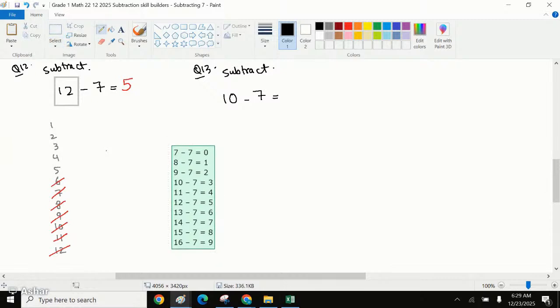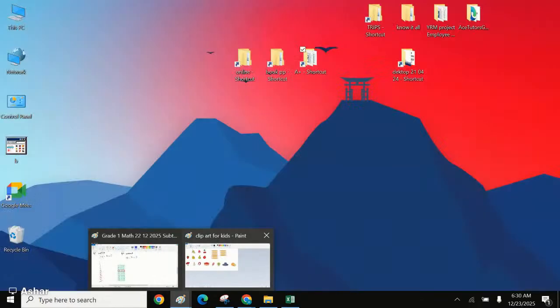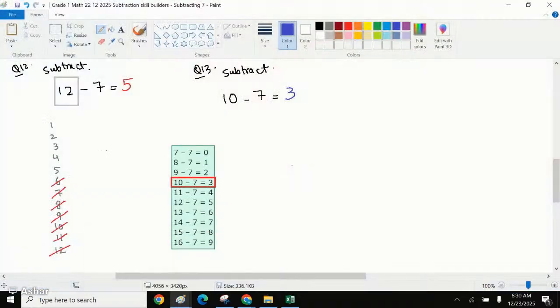Can we find where is 10? Can we find the number 10 in the grid? We can find 10 over here, right? And this is 10 minus 7, which means we are left with 3. Okay? 10 minus 7 is 3. So let's see if we can confirm.